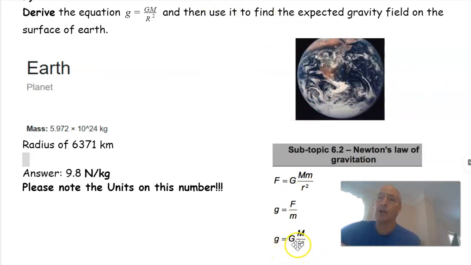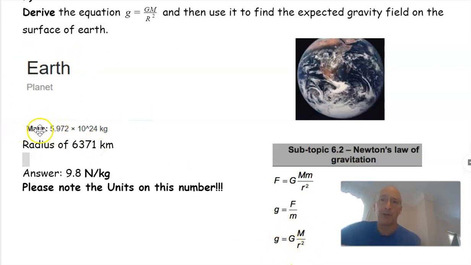But the reason, again, they're using R is because they're talking about at the surface of the planet. And at the surface of the planet, clearly the distance between the planet and you, because it's the center of the planet to the center of you, that's going to be about the radius of the planet. Okay, so I want to derive this equation right here and then plug and chug for the Earth itself.